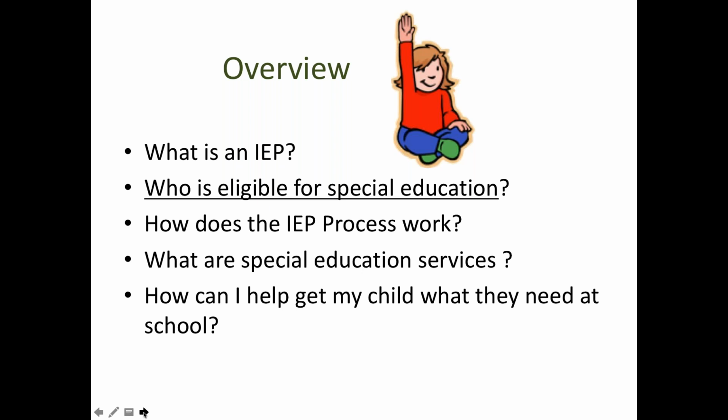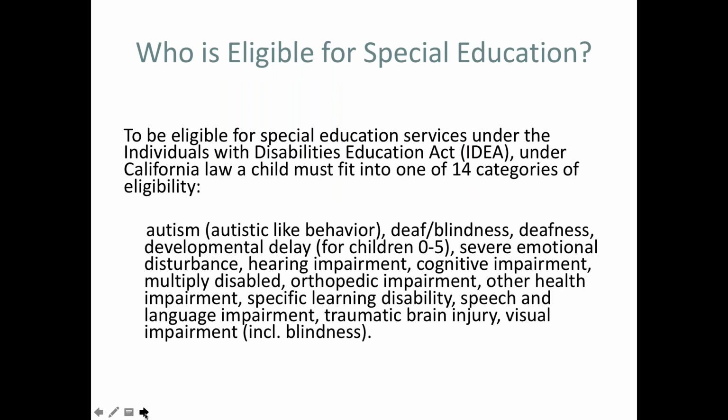So we're going to move on to our second question, which is, who is eligible for special education? So to be eligible for special education under IDEA, a child must fit into, in California law, one of 14 categories. And I have all the categories listed out there. And you can see that there are a lot of different categories. Most of the kids are under specific learning disability. That's one of the more popular ones in terms of the number of kids who fit it.